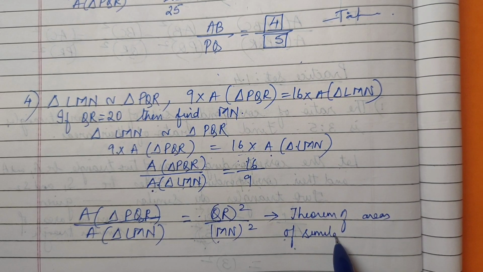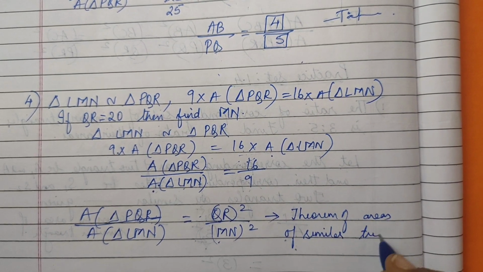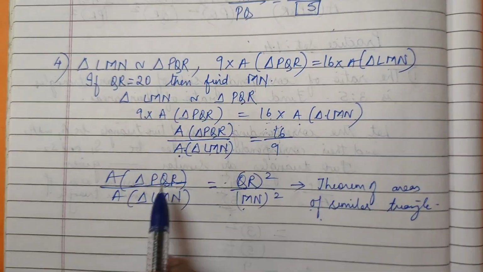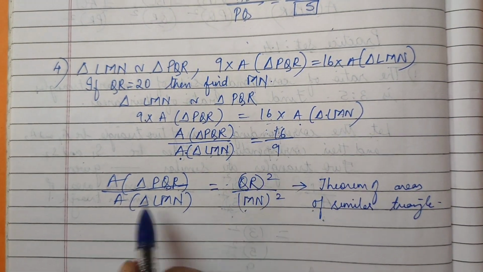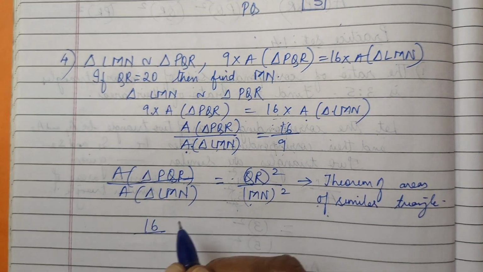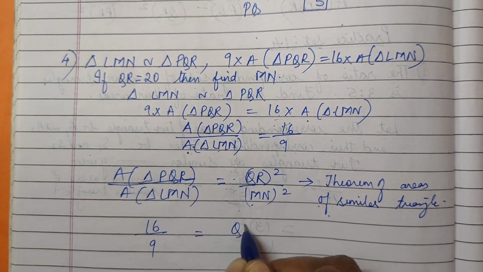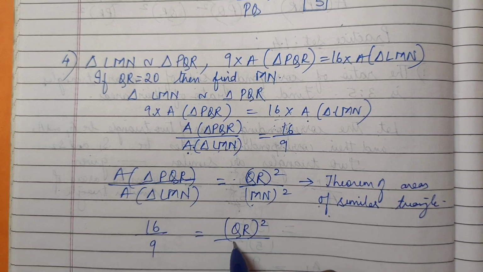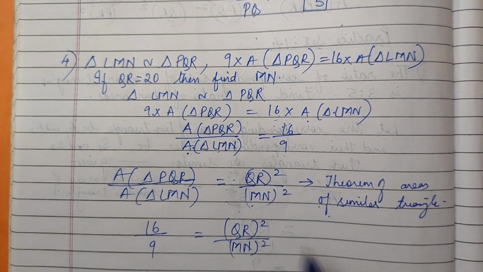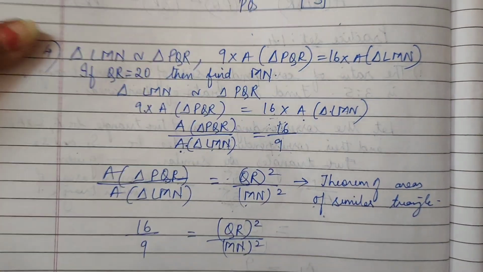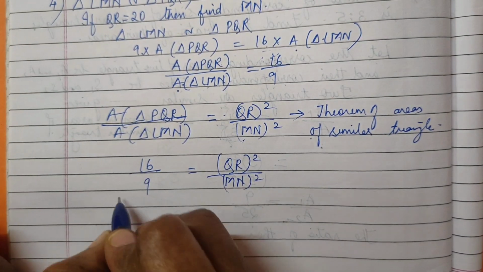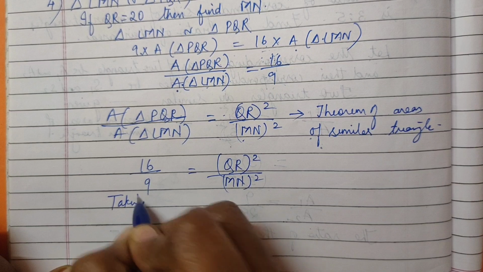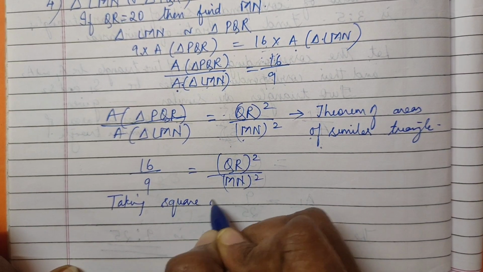Once we have written this, then we will substitute here. So what is the ratio of the areas? 16 upon 9. So I am writing here 16 upon 9 equal to QR square upon MN square. By looking at this, immediately what do you understand? That we can take the square root on both sides. So we are taking the square root on both sides here.